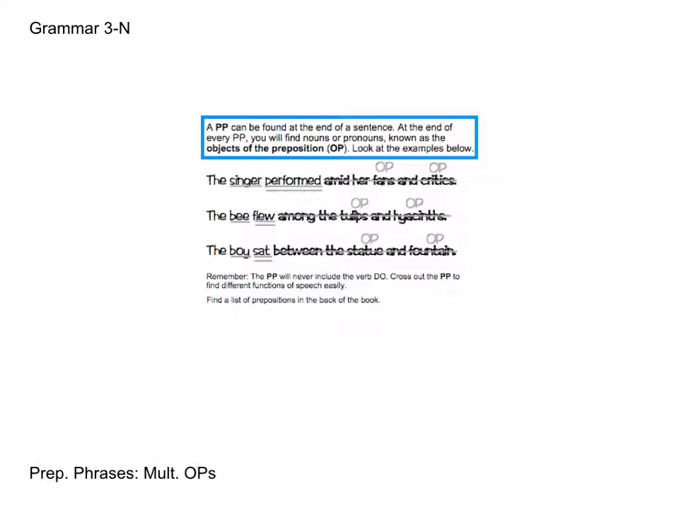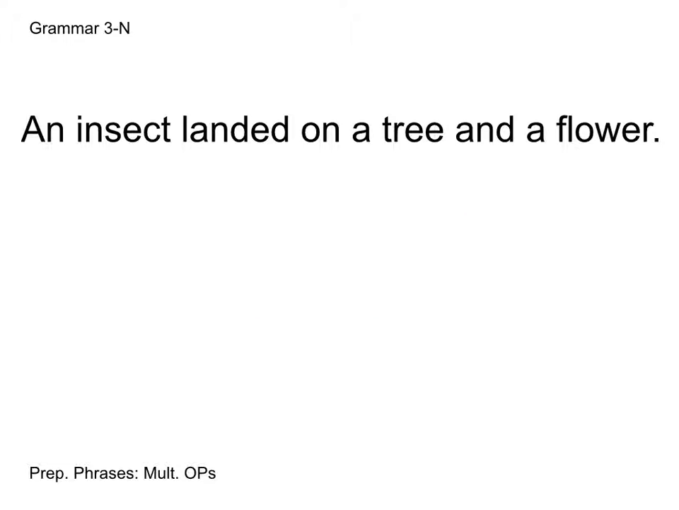A prepositional phrase can be found at the end of a sentence. At the end of every prepositional phrase, you will find nouns or pronouns known as the objects of the preposition. Here are some examples. I'm not going to get into these examples because we are going to complete one on our own, but once again, I will remind you to cross out the prepositional phrase, and it will never include the verb or the direct object, and you want to get rid of those first so you can understand all the other good stuff that's in that sentence. Also, you can find a list of prepositions in the back of the book. So let's jump into our example.